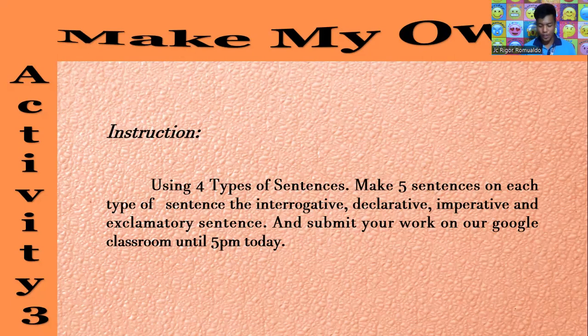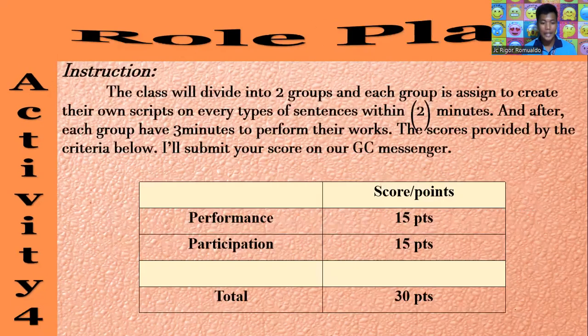Okay, very good. Now let's proceed to our activity number 4. This is a role play. So what you're going to do is I'm going to divide the class into 2 groups. Each group is assigned to create their own script on every type of sentence within 2 minutes, or let's say 3 minutes I give you. And after that, each group has 3 minutes to perform their work.